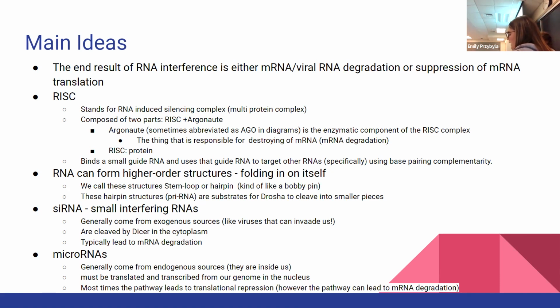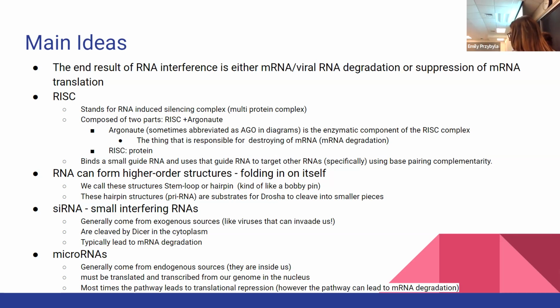And this is what is responsible for actually cutting up the nucleic acids of the mRNAs that the RISC complex will encounter and degrade. An overview of this process is RISC will bind to a small guide RNA and will use that guide RNA to then target other mRNAs within the cell using base pairing complementarity. In general for this process, it's important to remember that RNA can form something called hairpin loops, which we talked about in the trp operon, because those small hairpin loops are a part of the process of using double-stranded RNA as a target.